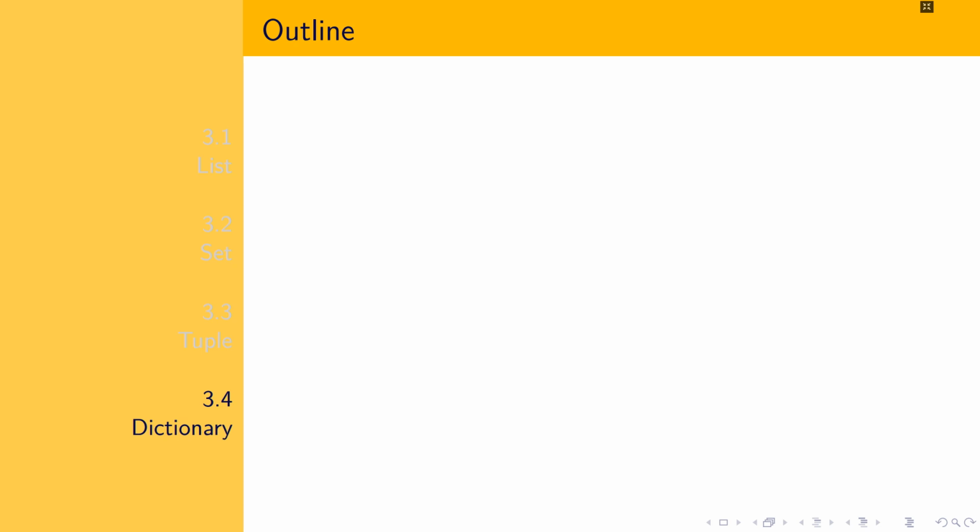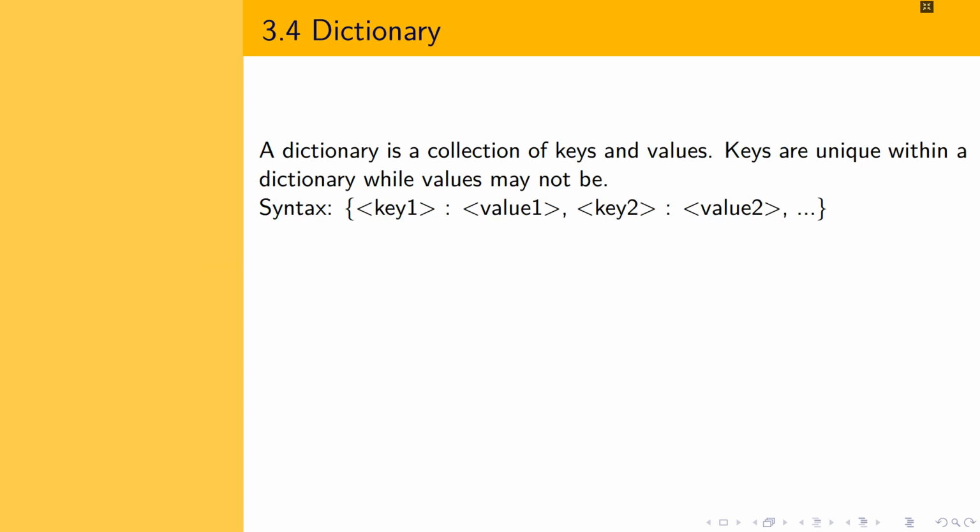The final built-in collection type in this lecture is the dictionary. A dictionary is a collection of keys and values. Keys are unique within a dictionary while values may not be unique. We use curly brackets to define a dictionary, and each item is separated by a comma, the same thing that we see in the list, set, and tuple. But please note that each item here is a pair of key and value, with a colon symbol within them.